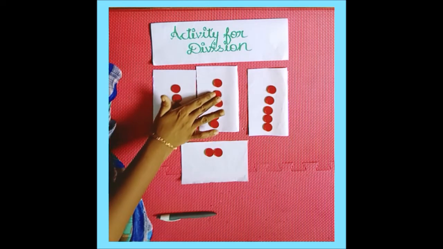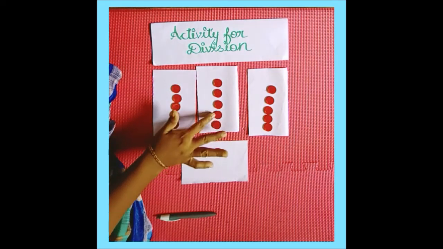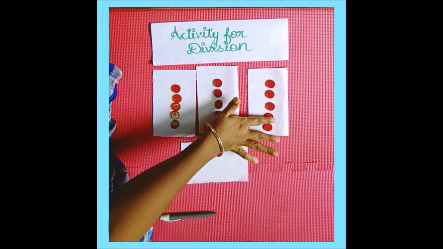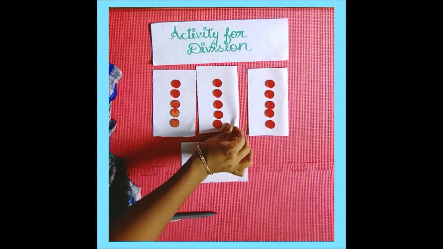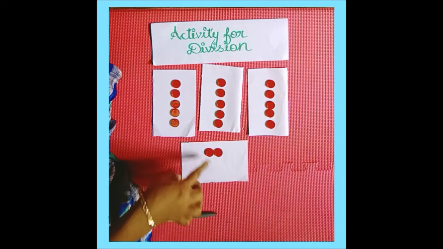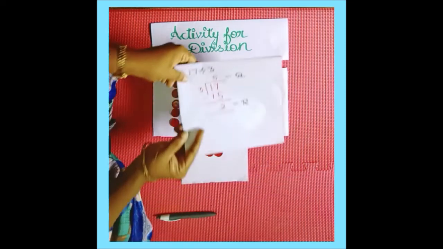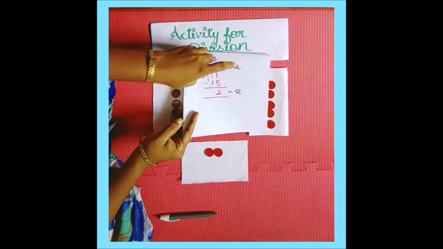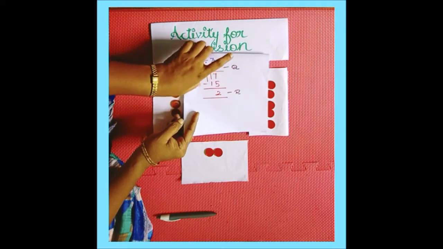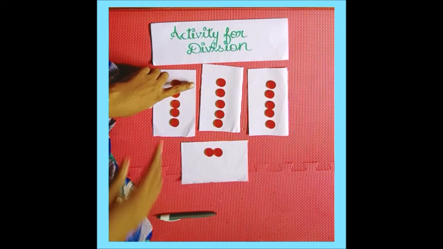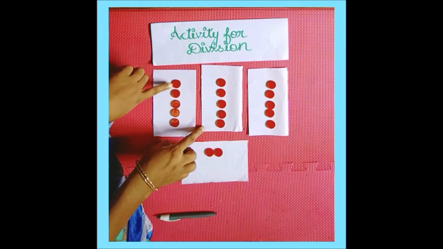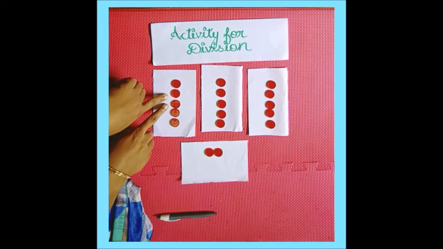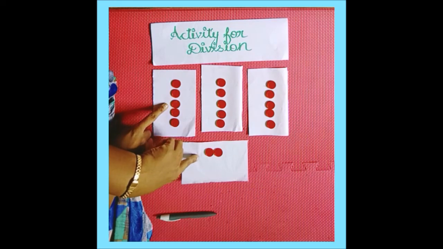Now we are going to check how many coins are in each pot. Each pot contains how many coins? Yes, 5 coins. So our quotient is 5 and the remainder is 2. While dividing 17 by 3, the quotient is 5 and the remainder is 2. The number of coins in each pot gives the quotient.